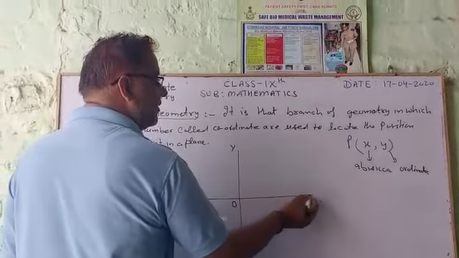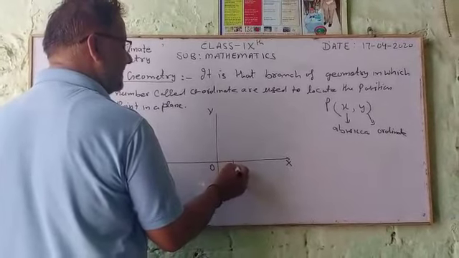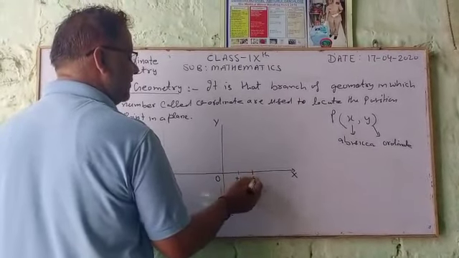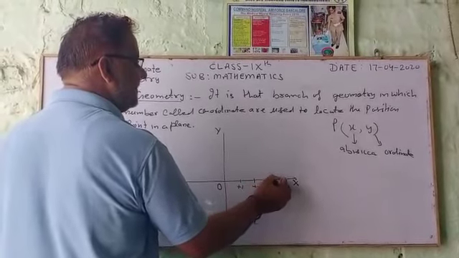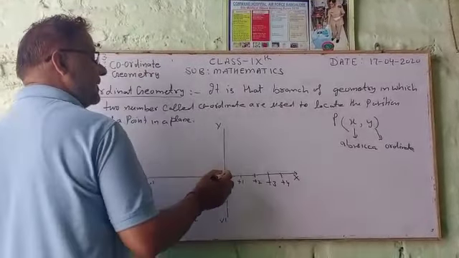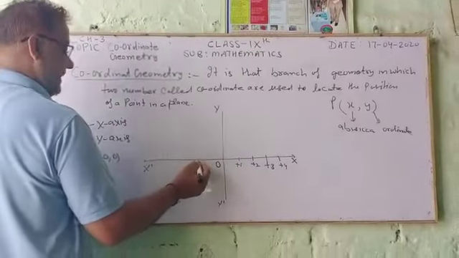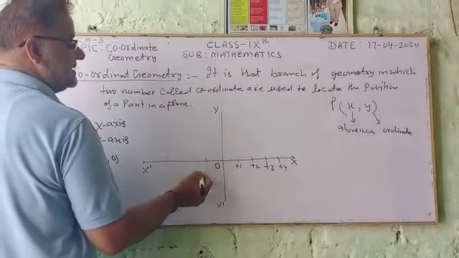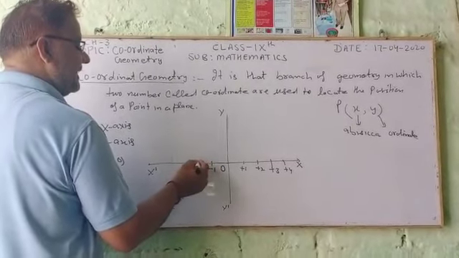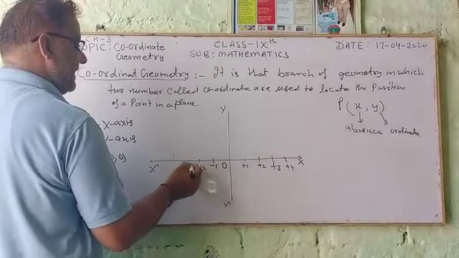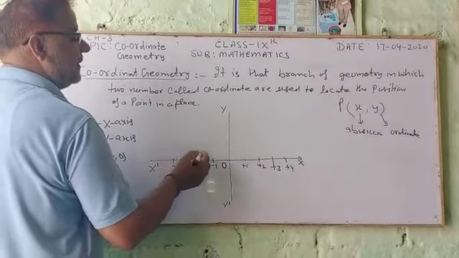In the positive direction of the x-axis, we are taking points +1, +2 with the same distance. We are taking the same distance and write down +1, +2, +3 and +4. In the x' direction, also called the negative direction of the x-axis, we are taking the same distance: -1, -2, -3, -4 and so on.